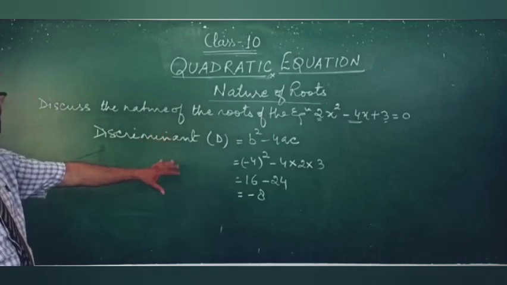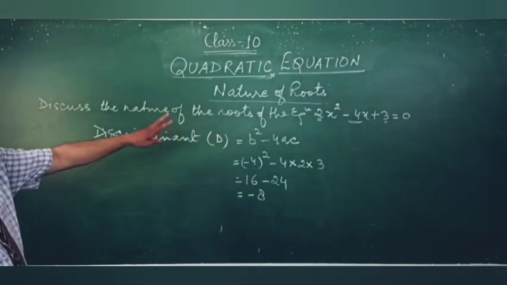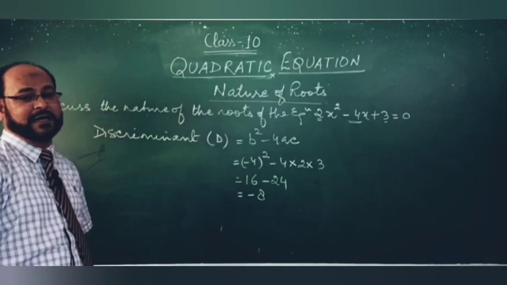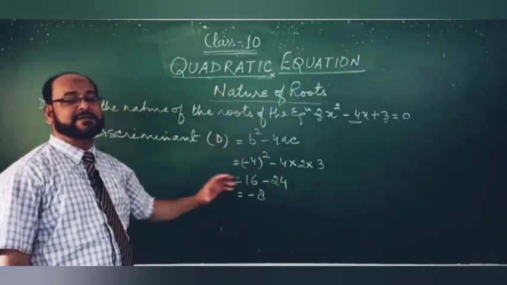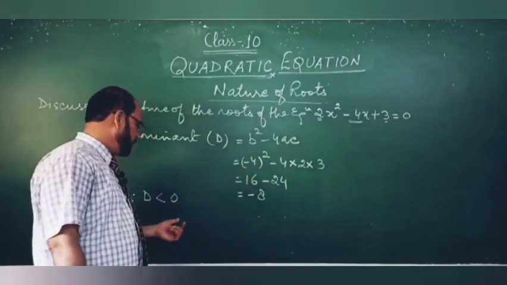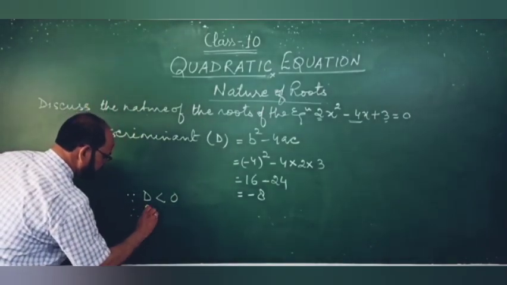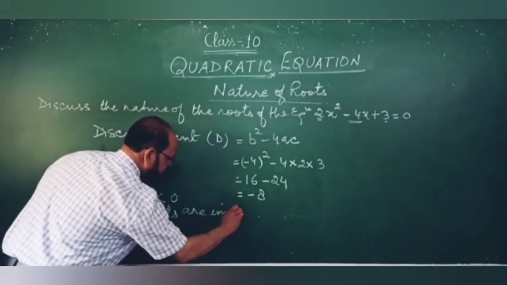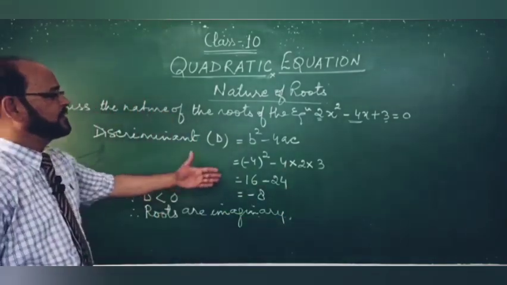After getting the value of the discriminant, you will see which of the three given conditions this answer fulfills. Here the value of the discriminant is less than 0. The value of the discriminant is negative 8. Since the value of D is smaller than 0, therefore the roots are imaginary.